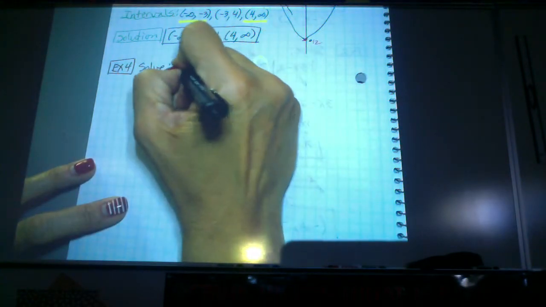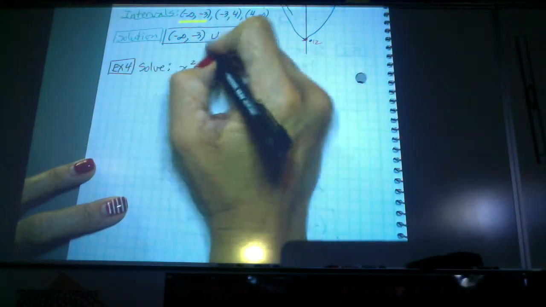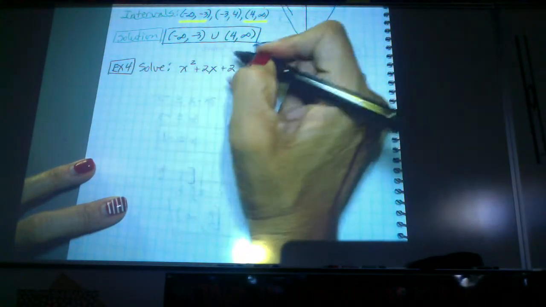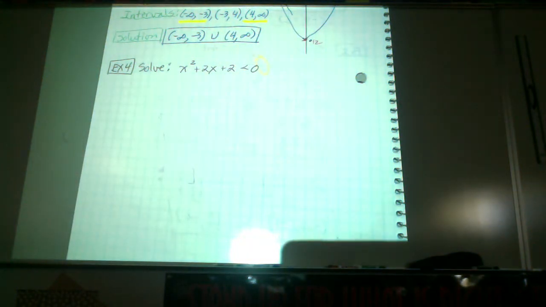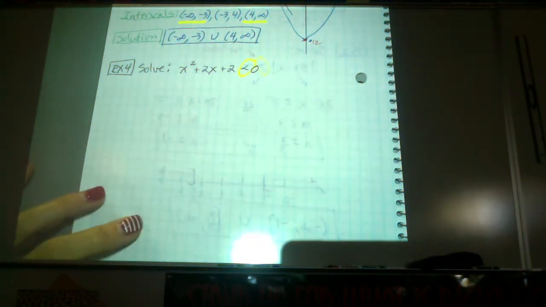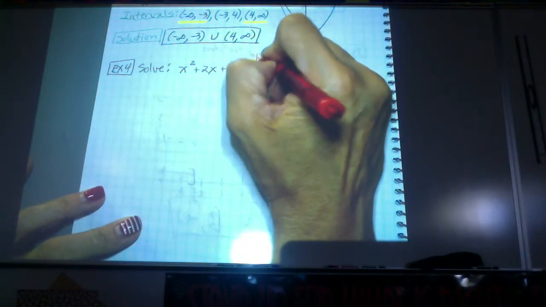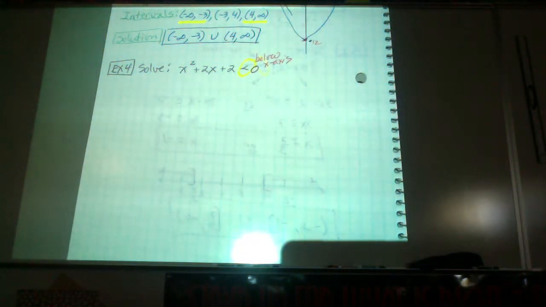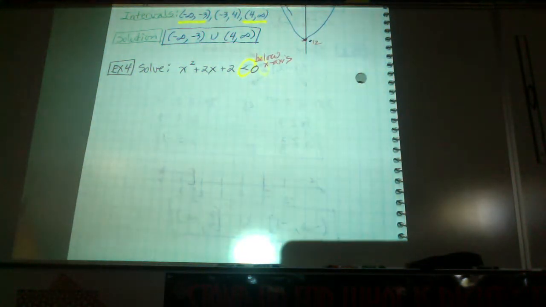So we've got x squared plus 2x plus 2 is less than 0. So because it's less than 0, what does that imply? That would be below the x-axis, right? But we'll do that in a minute. Now, let's first try to solve it algebraically.